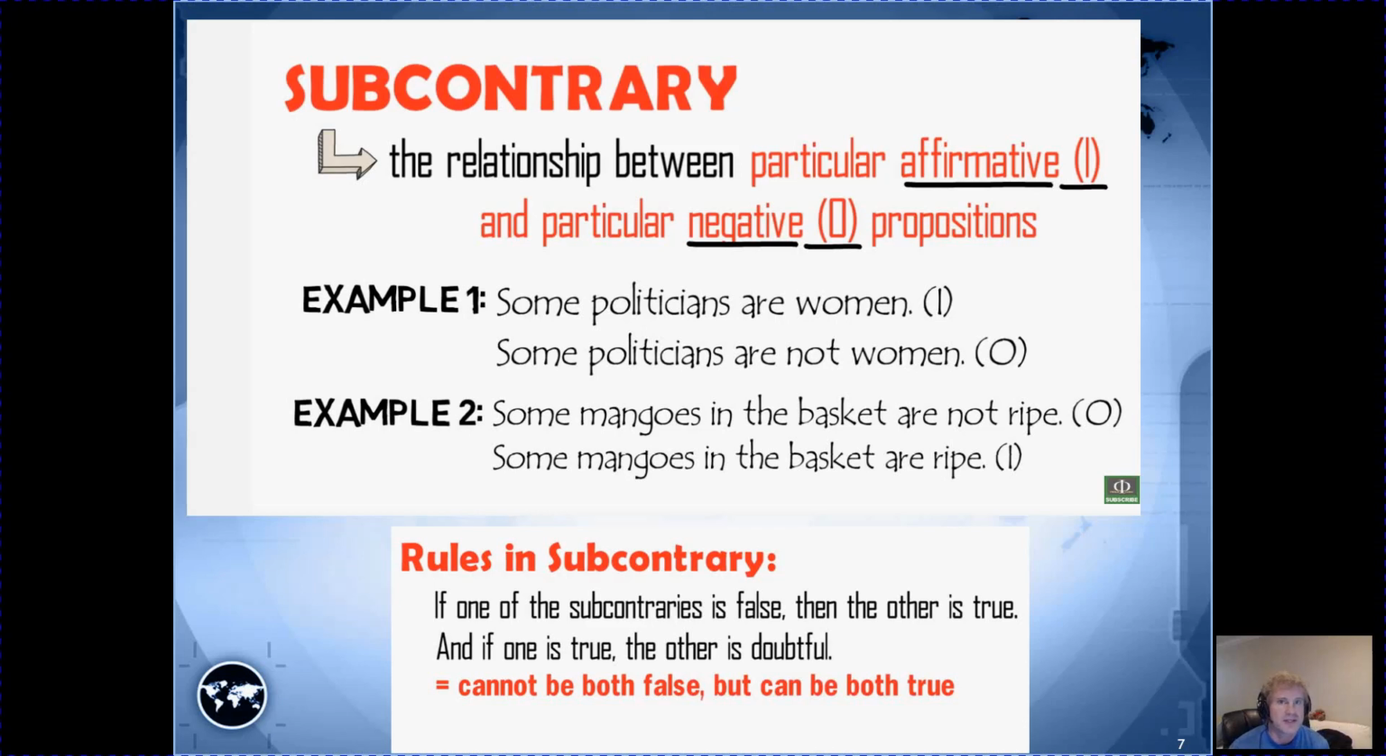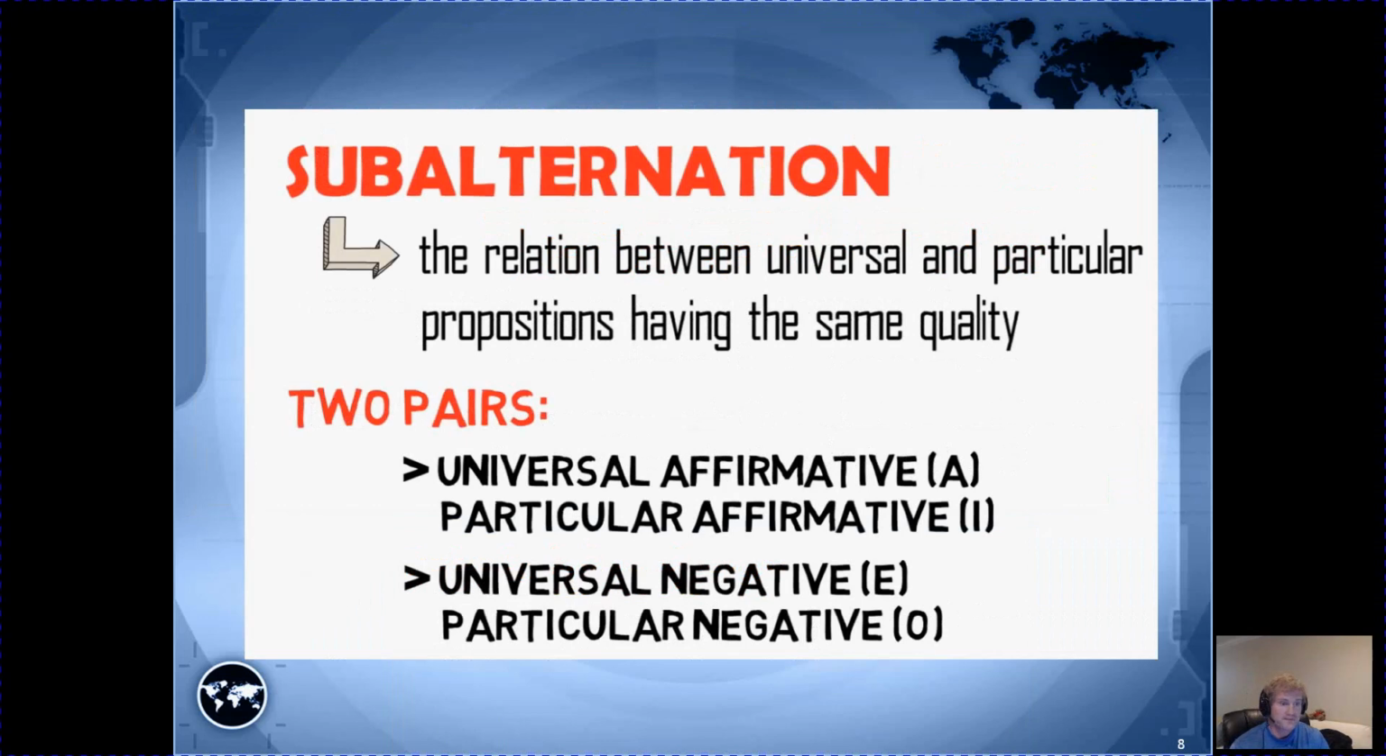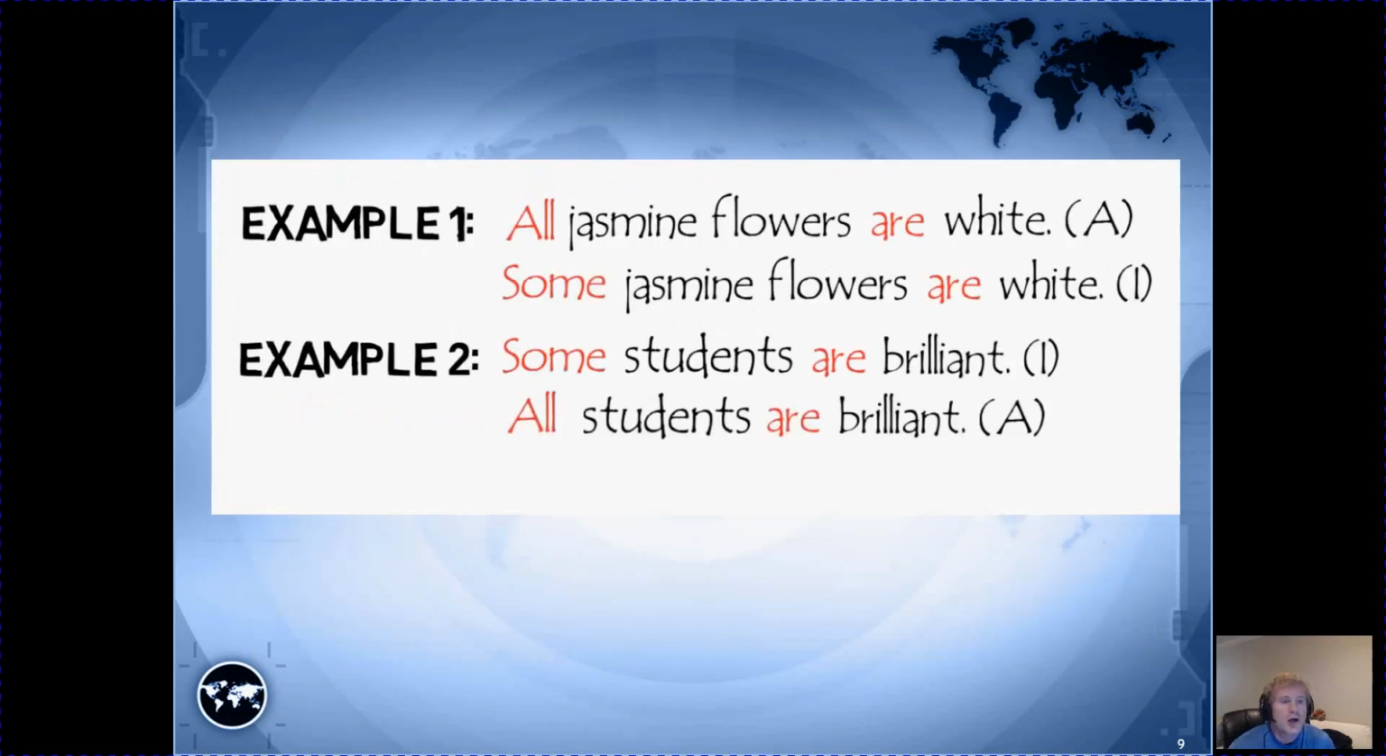But the main thing about subcontrary, even if you start to get confused, it has to do with some. It has to do with a few. It has to do with not a universal. Okay, it's a particular. Okay, subalternation. Once again, we take a look at this. We have a universal affirmative with a particular. Okay, so this actually mixes the two of them. Take a look at the example. All jasmine flowers are white. Some jasmine flowers are white. Some students are brilliant. All students are brilliant.